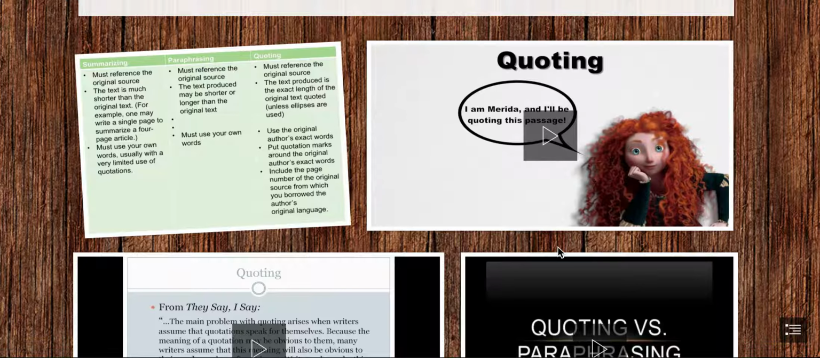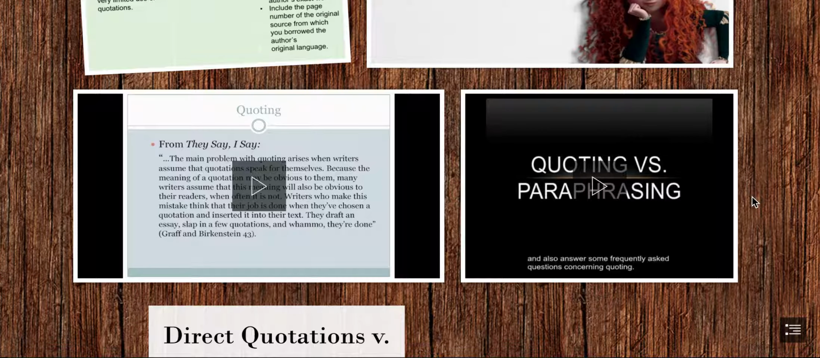And then there's direct quotes or quoting. You must reference the original source. The text produced is the exact length of the original text quoted, unless you use ellipses, which are the three dots. You use the original author's exact words, and you use quotation marks to show that this is a direct quote. And if you have the time, I would recommend watching these different videos about doing paraphrasing, direct quotes, summarizing.